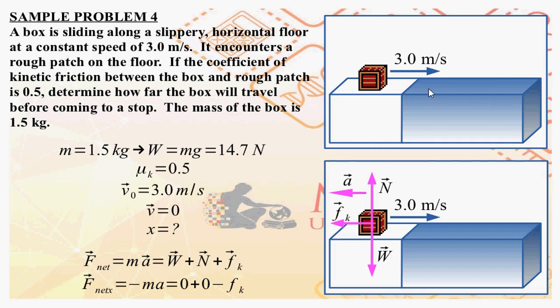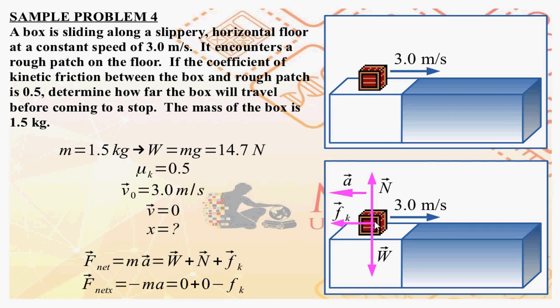According to the figure provided by the problem, the box is sliding to the right, so v naught is in the positive direction. The box comes to a stop, so the final velocity is 0. We are looking for how far the box will travel, so the magnitude of the displacement, or distance traveled, x. We have a drawing of the system. So, identify the forces present in the system.